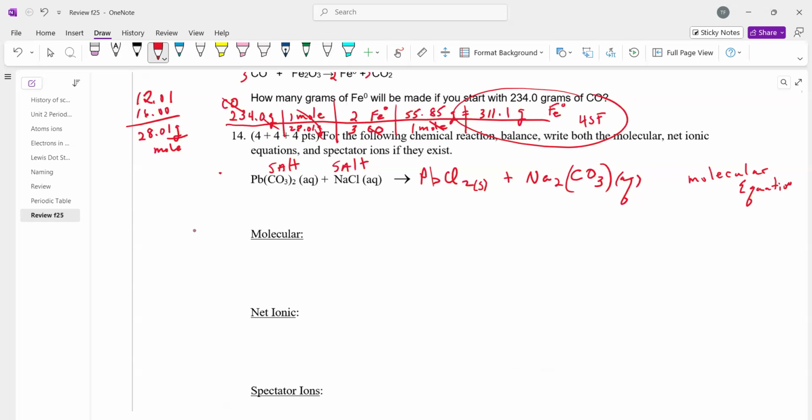Now, sometimes you don't get a solid, all you get is nothing. Mix it together, nothing happens. So you still have the molecular equation, it's just that there's no net ionic equation. So the molecular is this. The net ionic is something did happen. We made lead chloride.